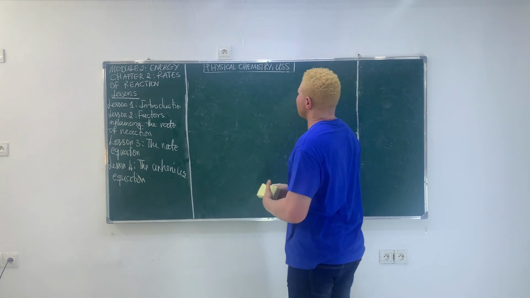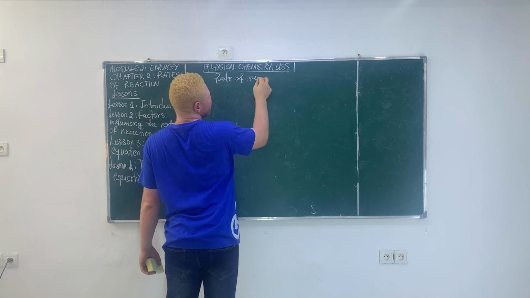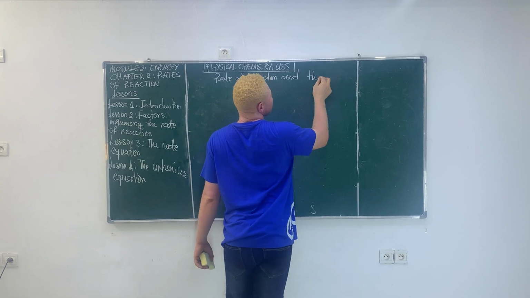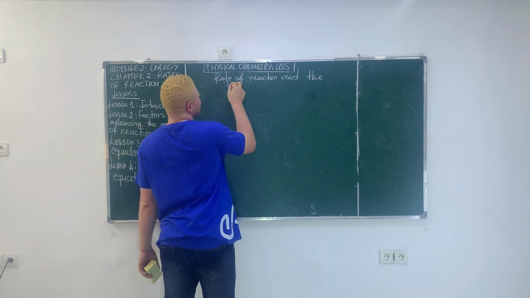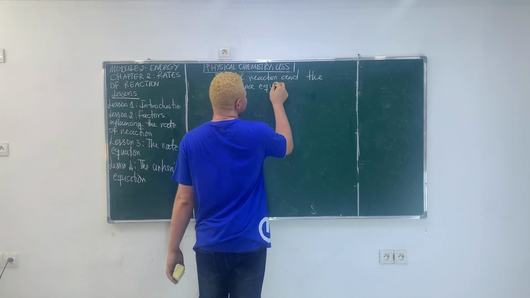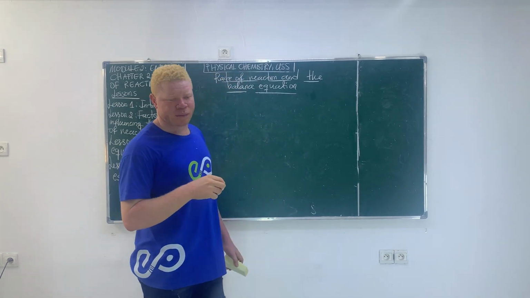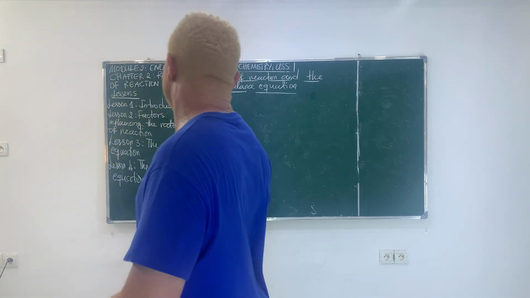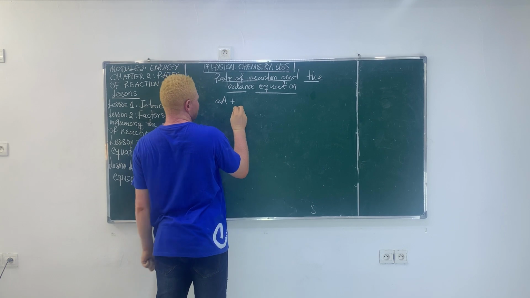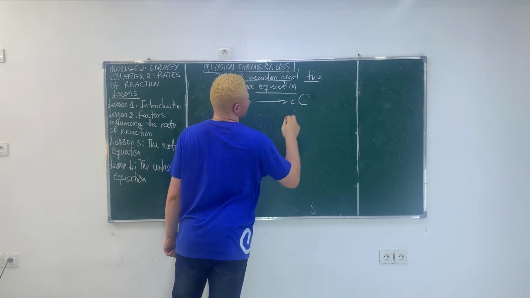So, rate of reaction and the balance equation. Consider the balance equation in general: a moles of A plus b moles of B gives c moles of C.